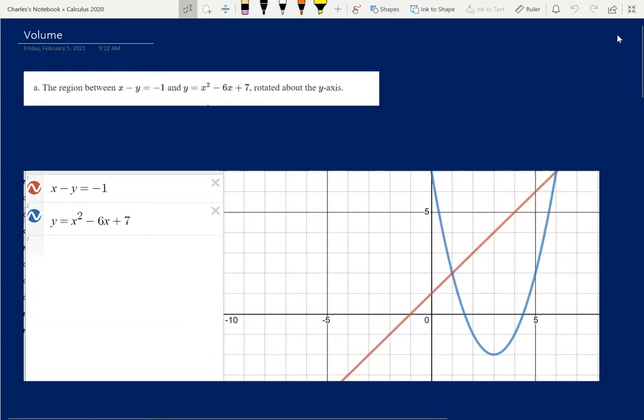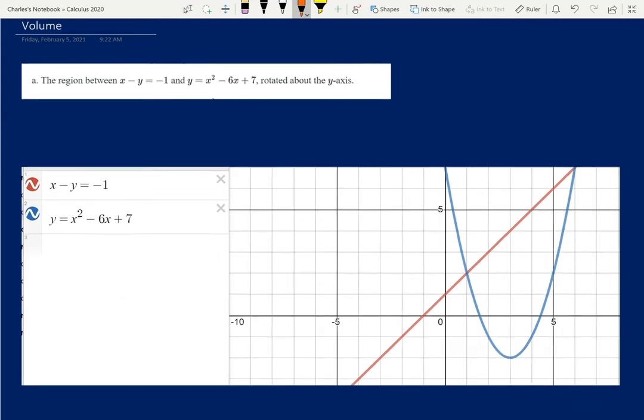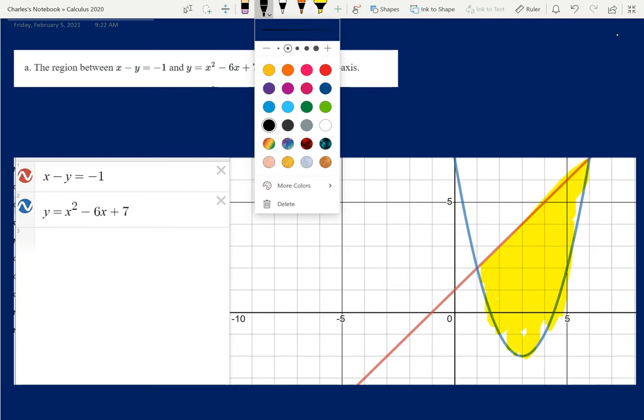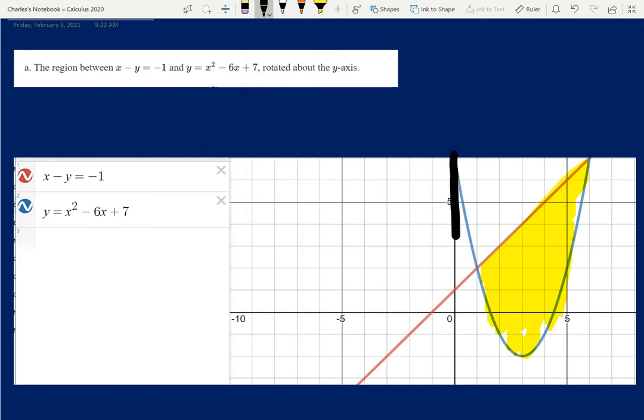All right, I had a question on this, which is 87A, B, and D. And I just wanted to go quickly over what I would do for each of these problems. So the first one is saying the region between these two curves is rotated around the y-axis.